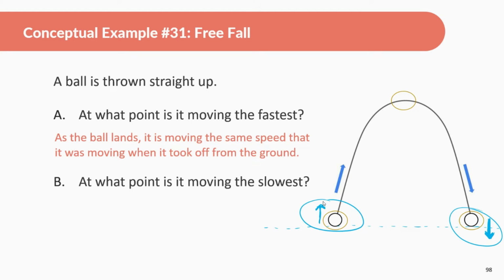At what point is it moving the slowest? We should be thinking it's going to be moving the slowest at the top. It stops momentarily and has a velocity of 0. So at the very top, the velocity, not the acceleration, the velocity is equal to 0 for a moment. Okay?